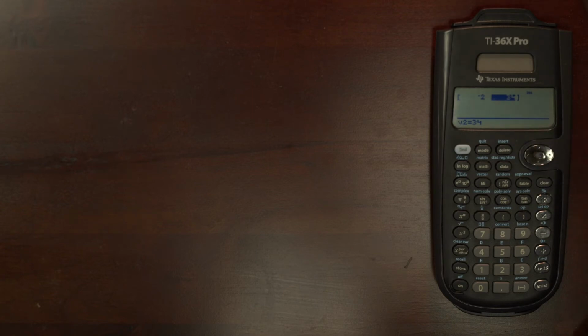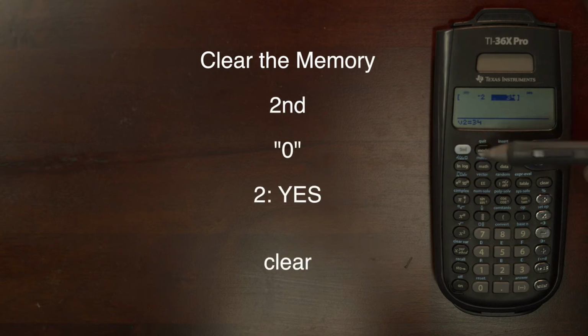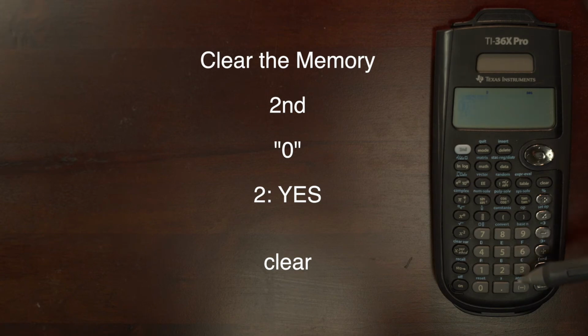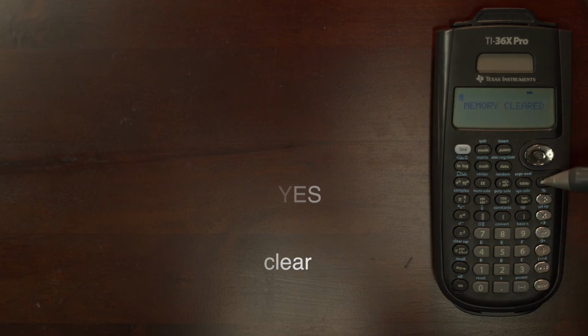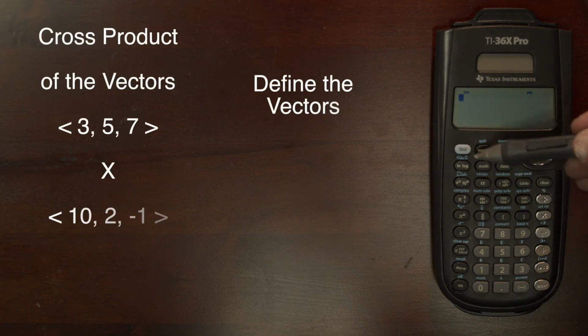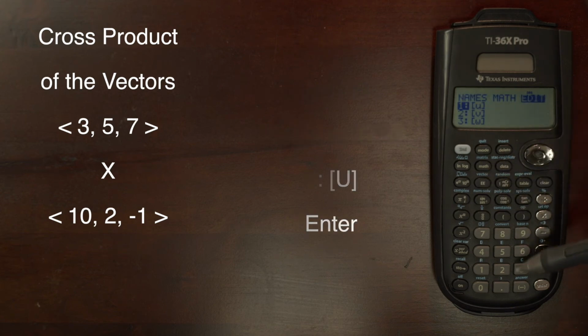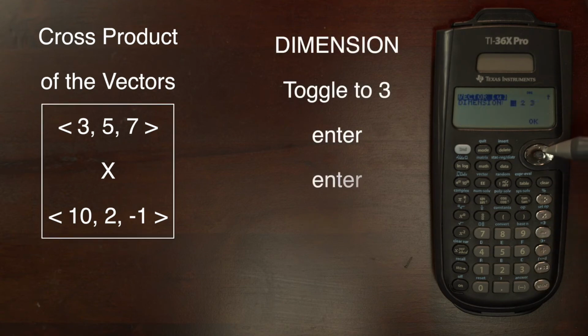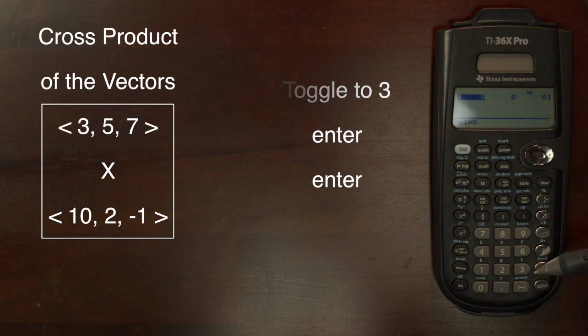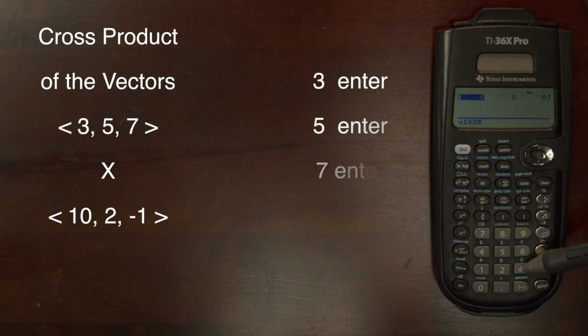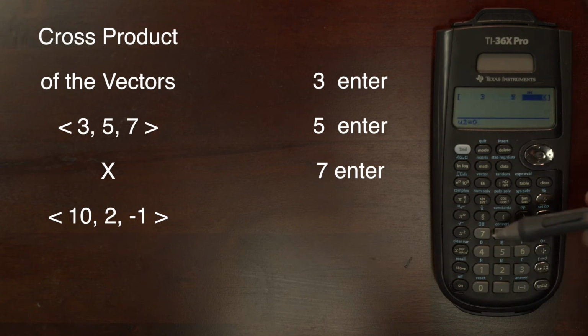Now let's go on to cross product. Let's clear the memory, second, 0, and say yes, and we have it cleared. So let's define our vectors. Second vector, toggle to edit, U is already entered, and so we hit enter. Now we are three-dimensional, so let's toggle over to 3 and hit enter. And now enter in the data, 3, 5, and 7.